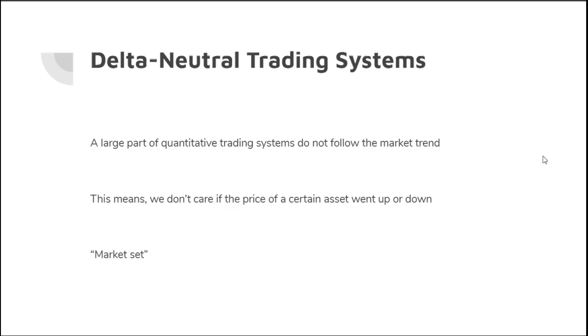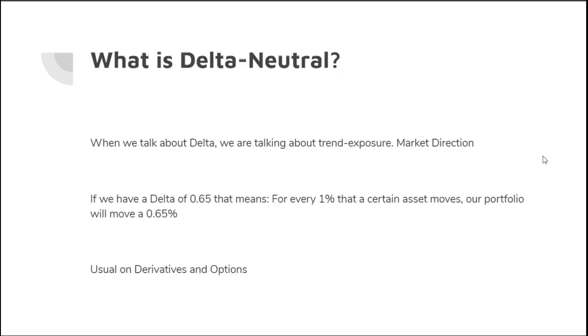We are going to talk about delta neutral trading systems. For those who don't know it, a large part of quantitative trading systems do not follow the market trend. This means we don't care if the price of a certain asset, such as the General Electric stock, goes up or down. We are going to look at a market set, a set of assets. So, what is delta neutral?